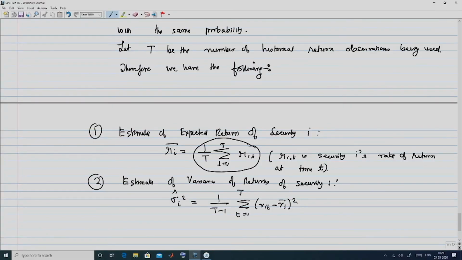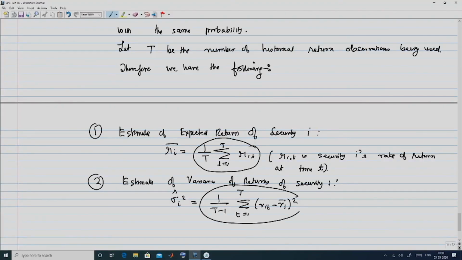Here I want to briefly pause and point out that this expression used to estimate the expected return is an unbiased estimator of the mean, and this estimator used to estimate the variance, where we have a factor of 1 over T minus 1 instead of 1 over T, is also an unbiased estimator of the variance. For this you can look up any statistics text on unbiased estimators.